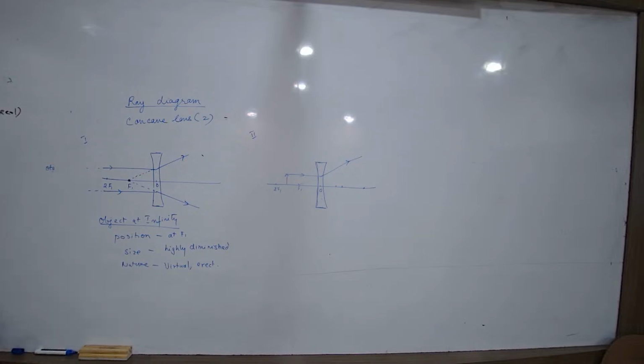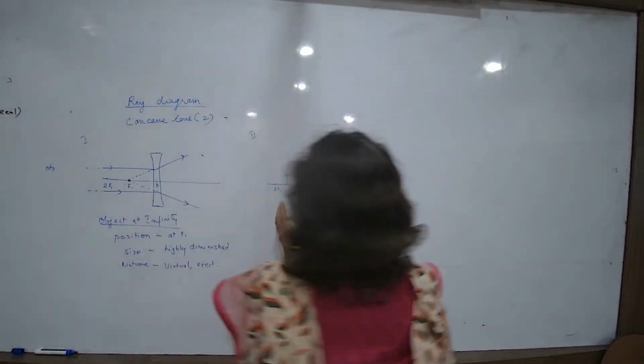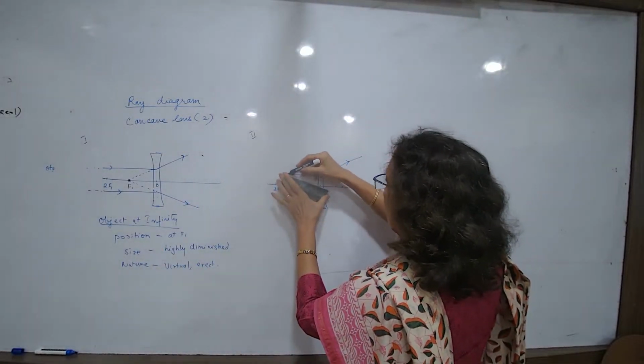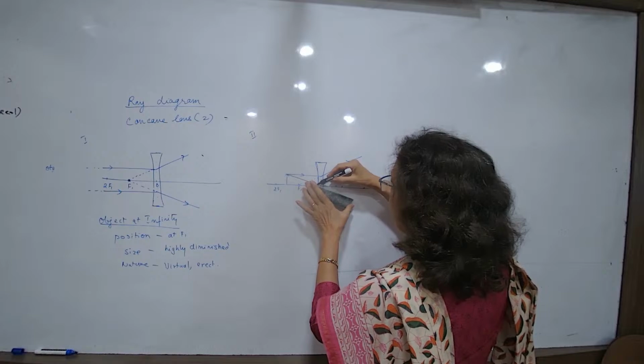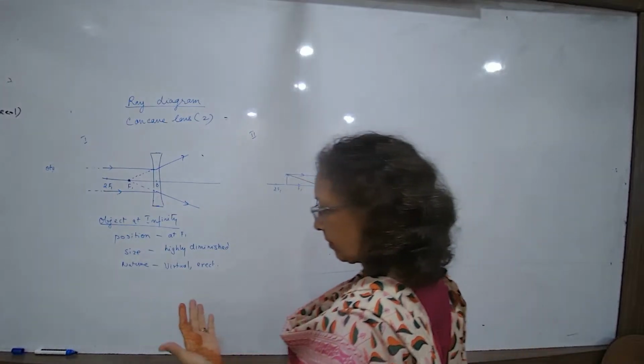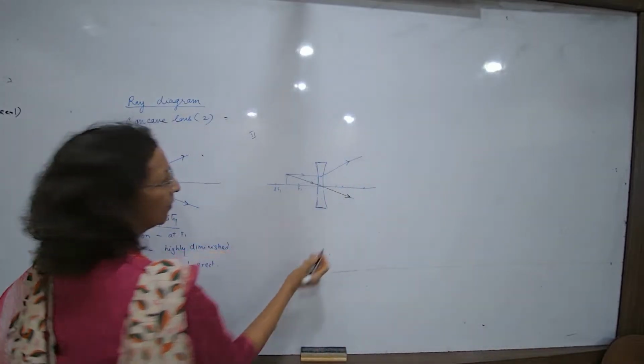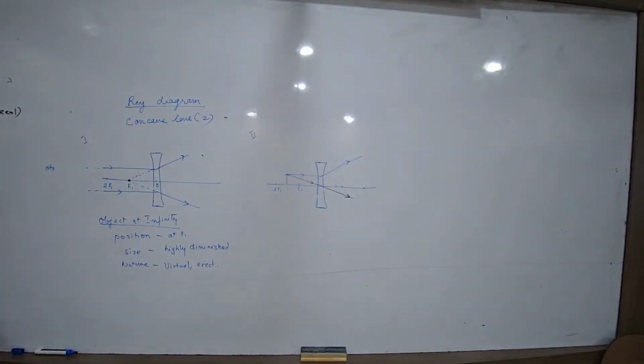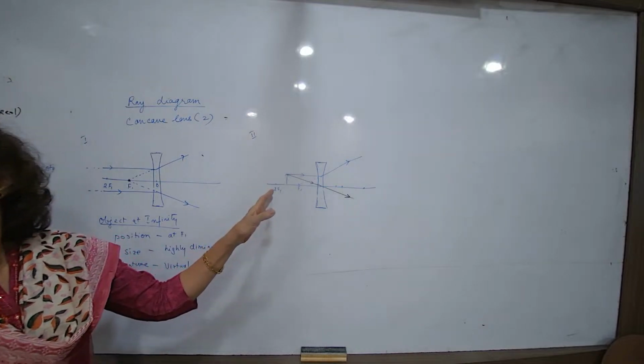The second ray, we will show that it is passing through O, but there won't be any deviation if it passes through O. So use your scale. That is your other ray. Did you see the two rays are intersecting at a point? Okay. And on which side? It is on the same side as that of the object.